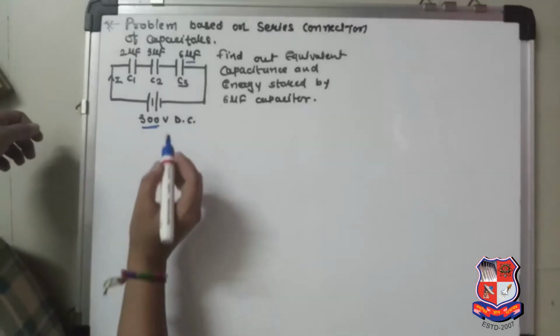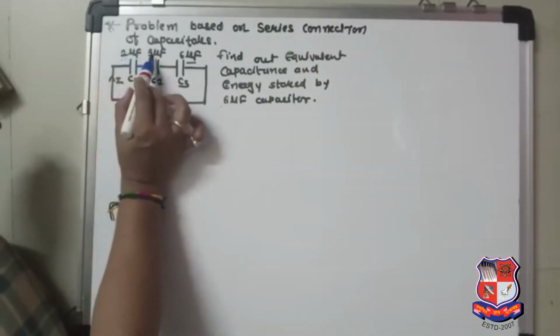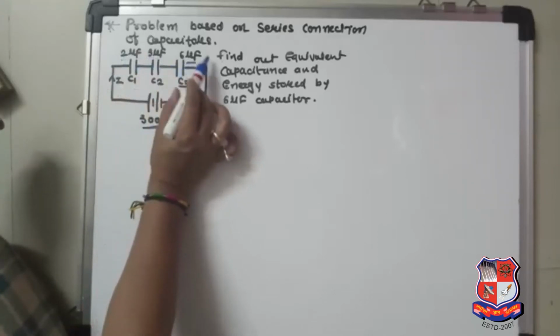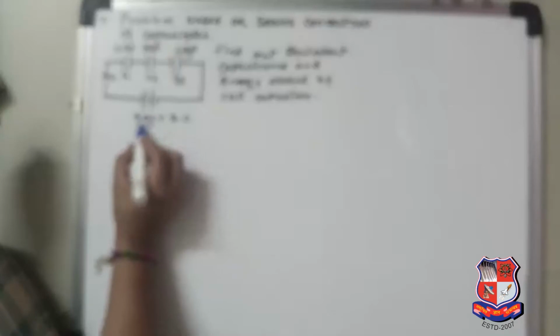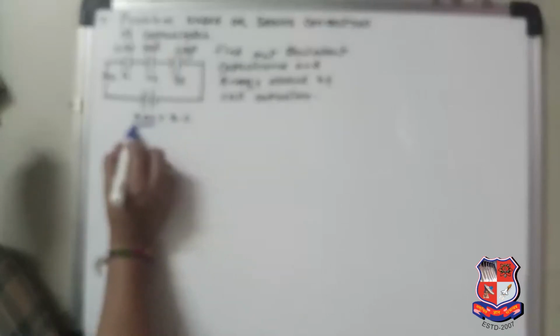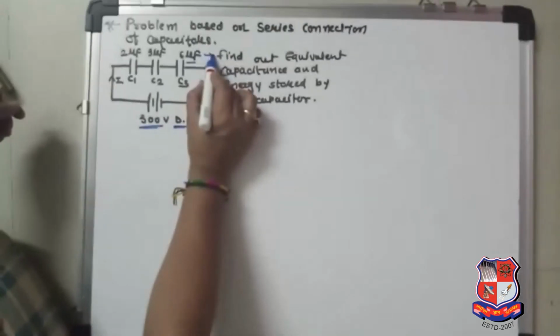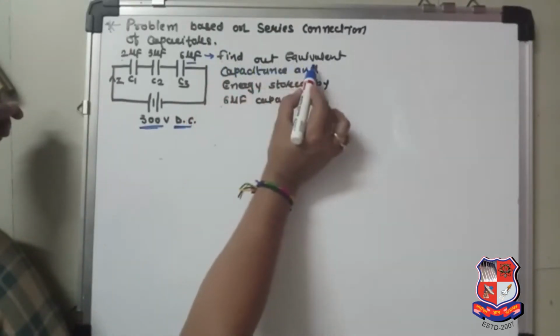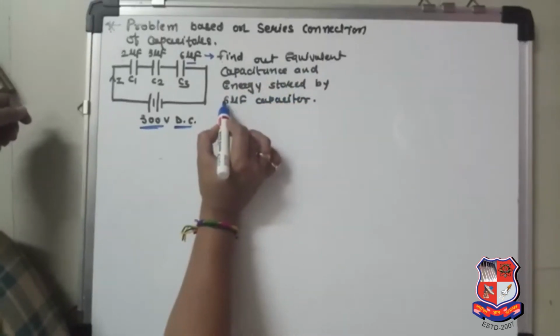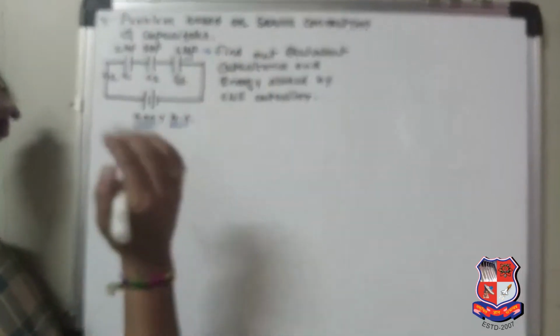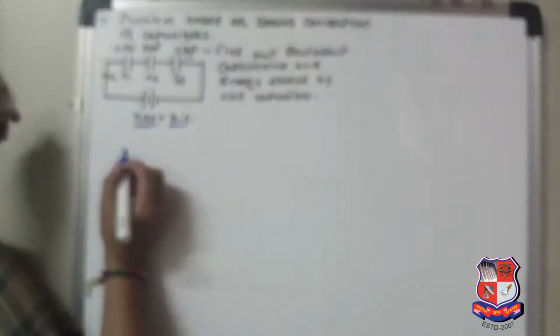Suppose one circuit is given, with three capacitors having values of 2 microfarad, 3 microfarad and 6 microfarad connected in series, and this series connection is connected across a 300 volt DC supply. Here we are asked to find the value of the equivalent capacitance and the energy stored by the 6 microfarad capacitor. Now how can you find the equivalent capacitance?